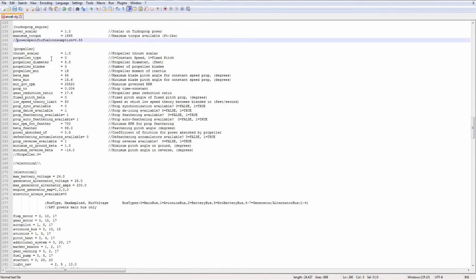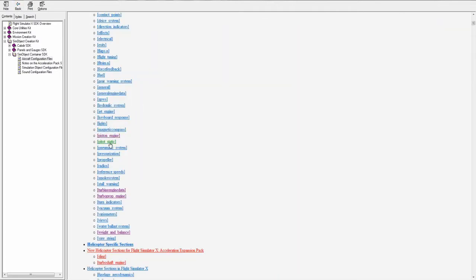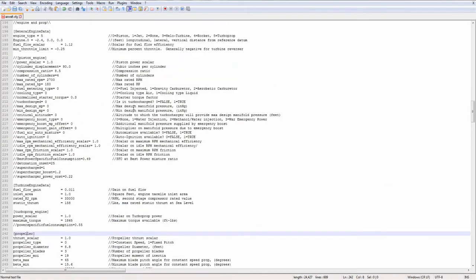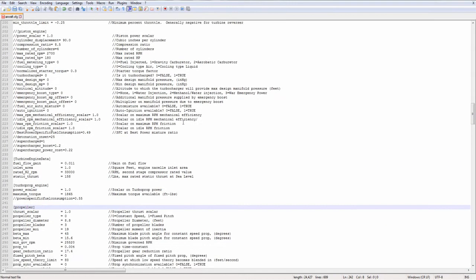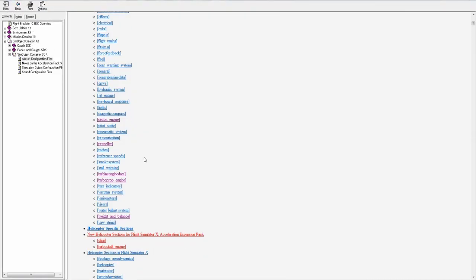Now, the last bit for engine data is propeller. This is where we're going to be talking about things that are specific to the propeller. The propeller is required for aircraft that have a piston engine or a turboprop engine. I think helos use a different set.